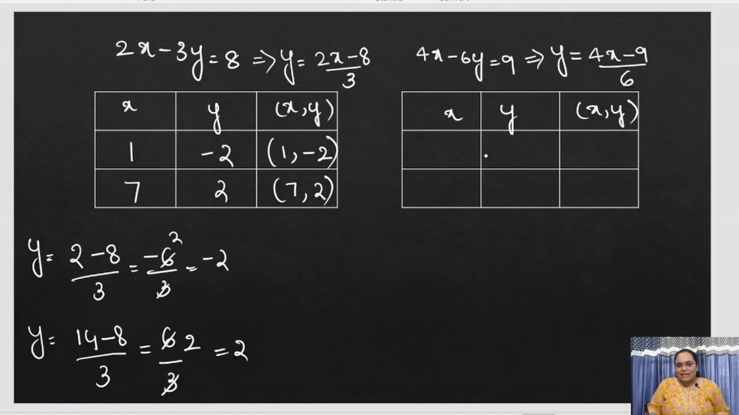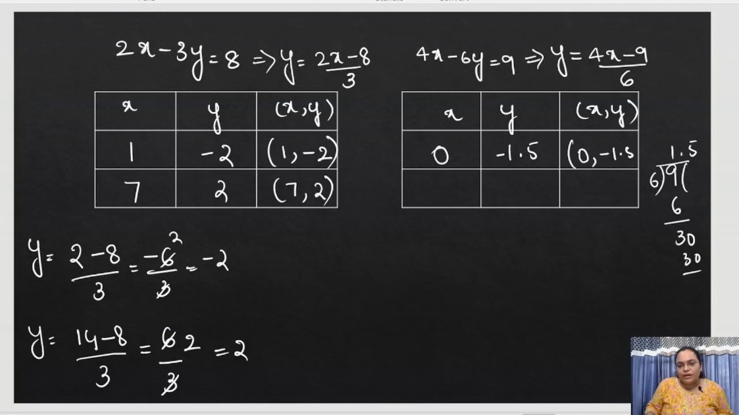Now let us do the next one. So see, if you take x equals 0 here, this will be minus 9 by 6. So you will get minus 1.5. So the coordinates are 0, minus 1.5.